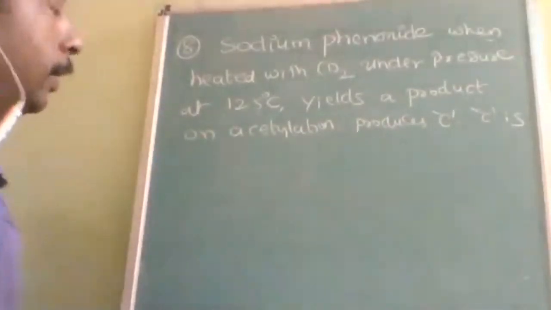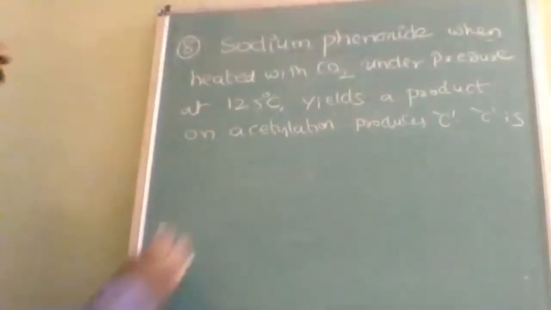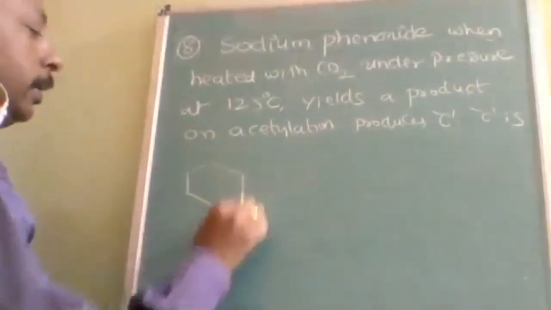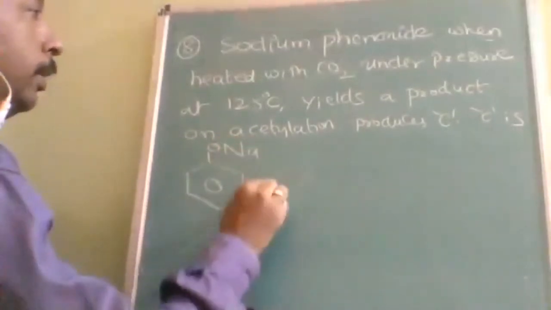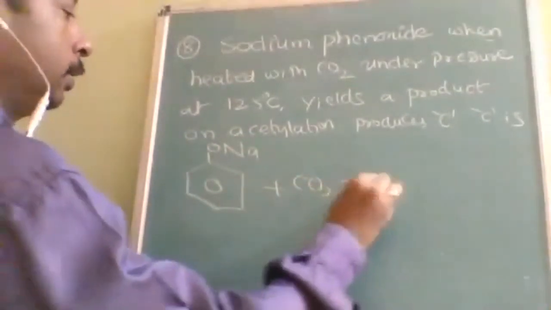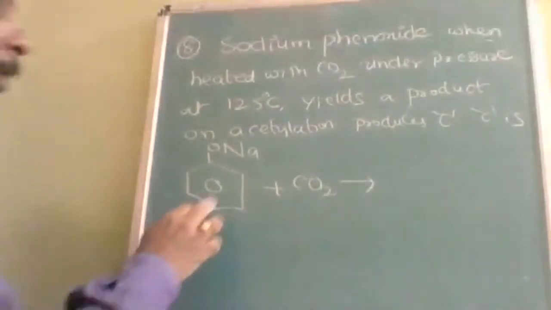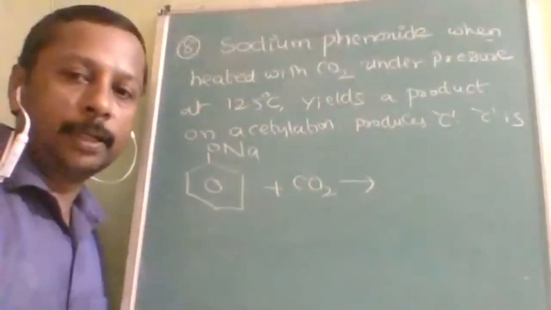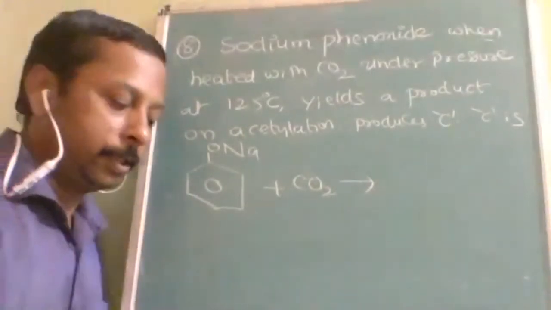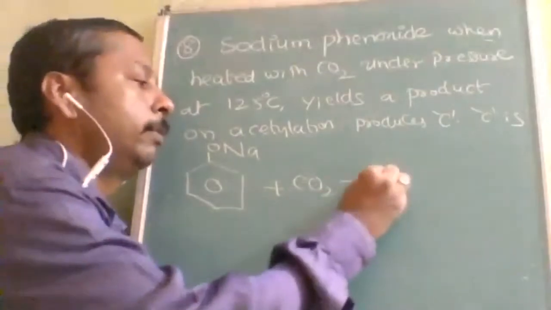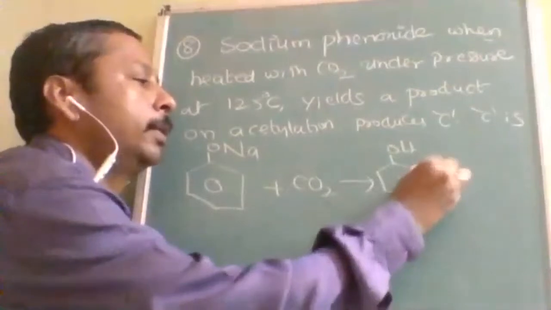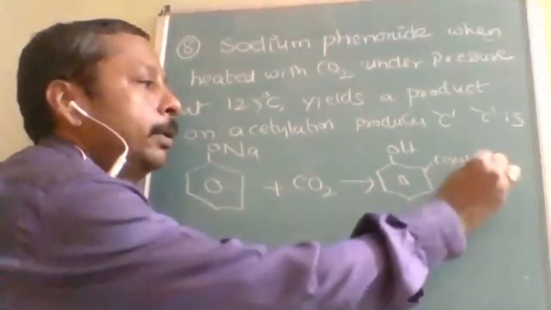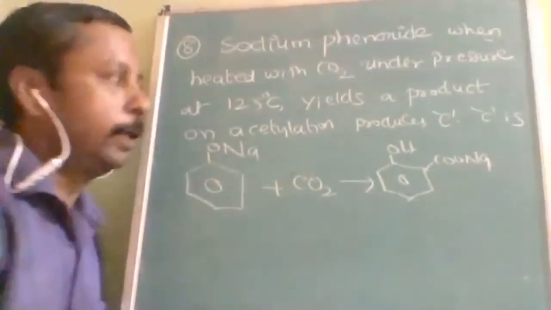Sodium phenoxide. Okay. This is phenyl, this is phenoxide, and it is sodium phenoxide. On CO2, it directly attacks at the ortho position. And it will form phenol with COONa. The first product is COONa.